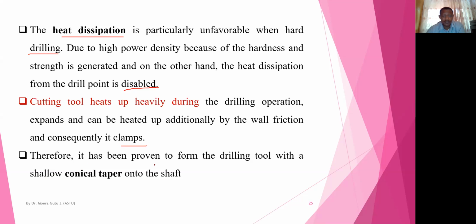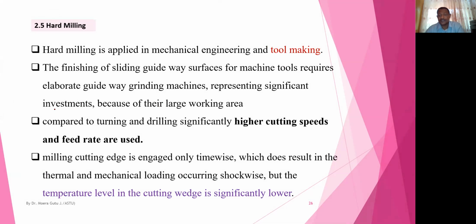Therefore, it has been proven to form the drilling tool with a shallow conical taper. So the shallow conical taper of a drill bit can allow the circulation of cutting fluids, or the air which can be used as a cutting fluid, so that it can reduce the frictional force, and the tool life is more.